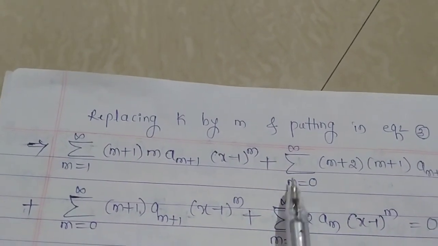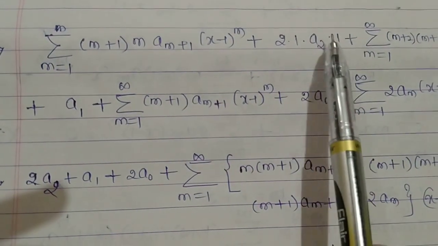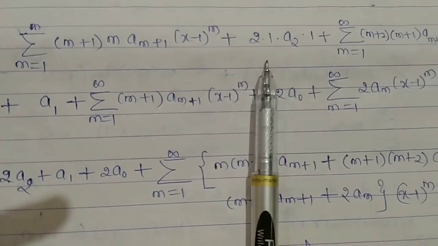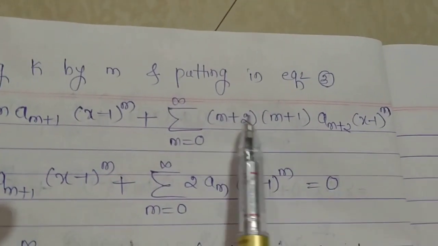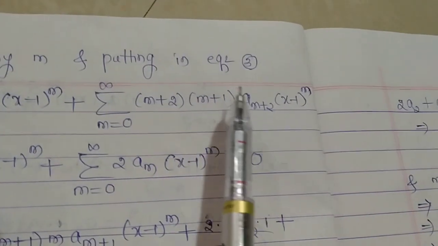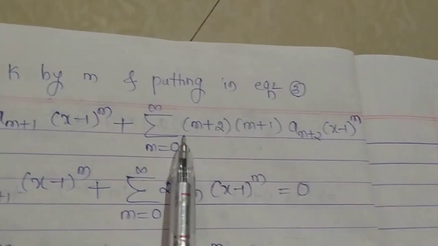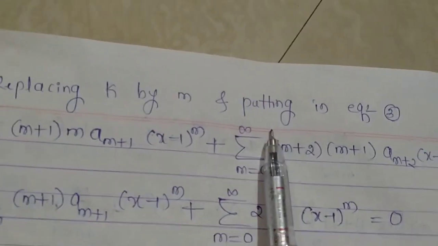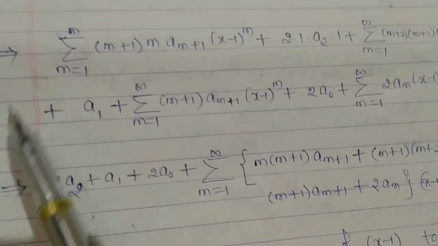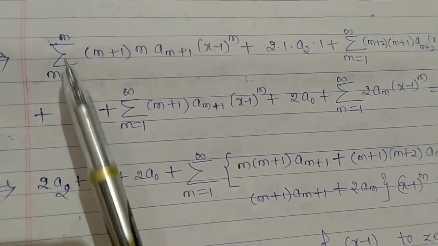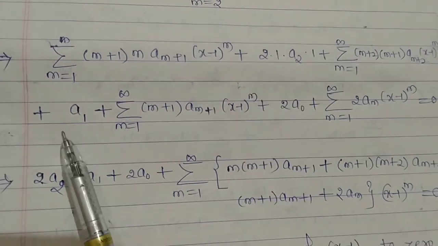For that I have to keep this term as it is, and I have to substitute m = 0 in this one, that is m = 0: 0 + 2 will be 2, into 1, into a_2, (x − 1) to the power 0 will be 1, and I have to write the rest as summation m = 1 to infinity. Similarly for this and this. So after making all the summations m = 1 to infinity, my constant terms are 2a_2, a_1, 2a_0.